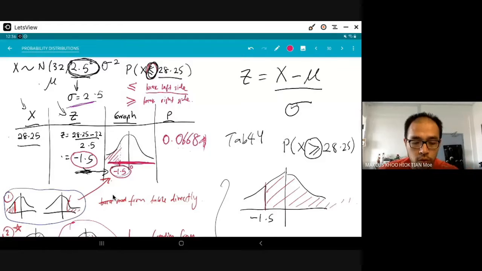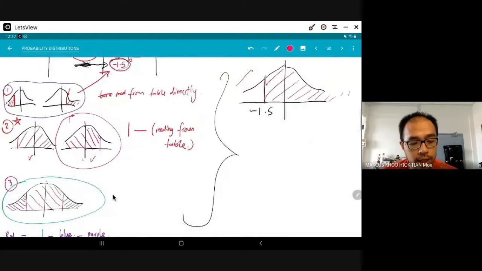Then after that, from the way that you shade the graph, either this way or this way, you use the standard normal distribution table to find the probability. Now in using the standard normal distribution table, sometimes you can read directly. If the way that you shade is like this, then you read from the table directly. But if the area you shade according to the question is more than halfway, more than half, then you have to take 1 minus the reading from the table.